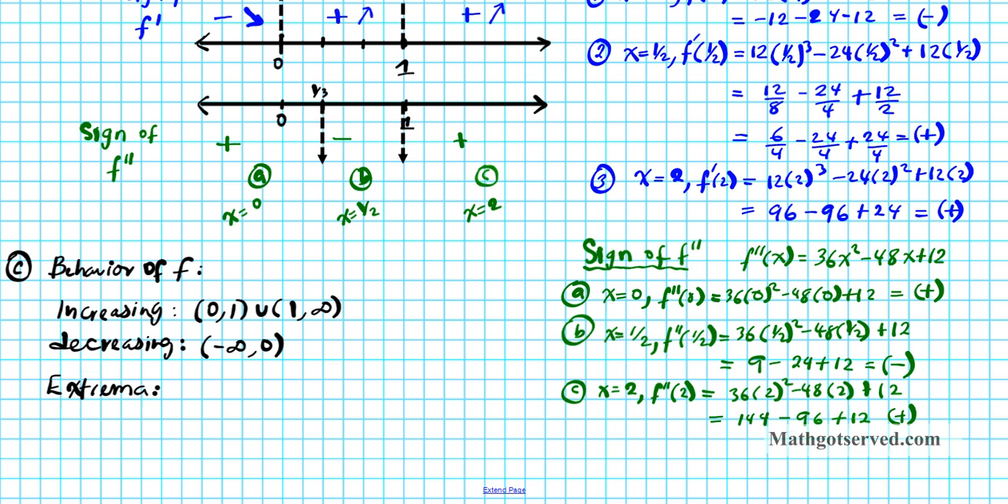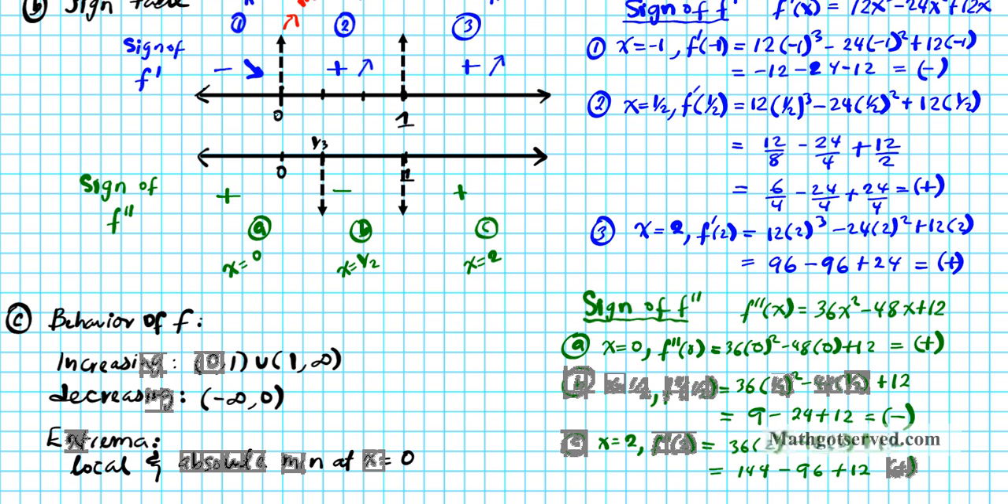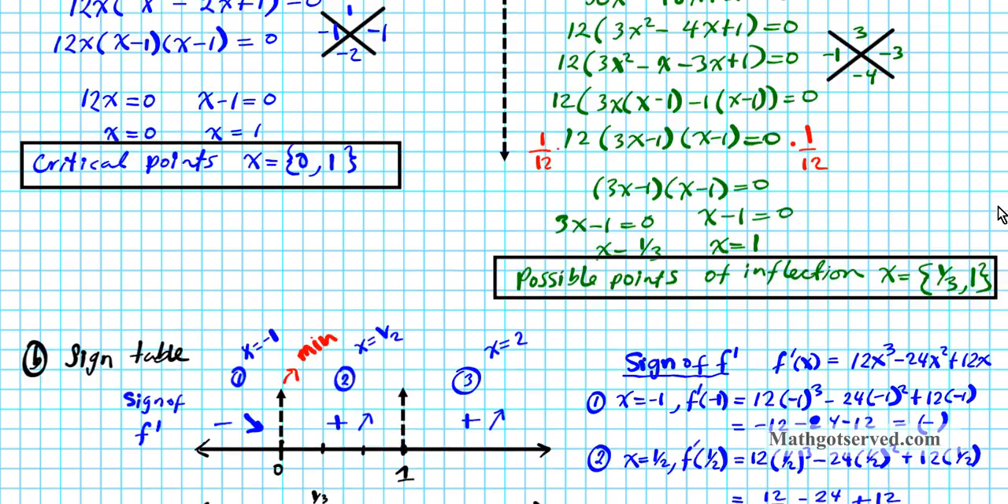We're confident about that. So what we have is a local and absolute min at x equals 0. Okay? Right here, we have the local and absolute min. All right, after it hits this point, it just keeps going up after that. So those are all the extrema that we have. Just only one, so an extremum.